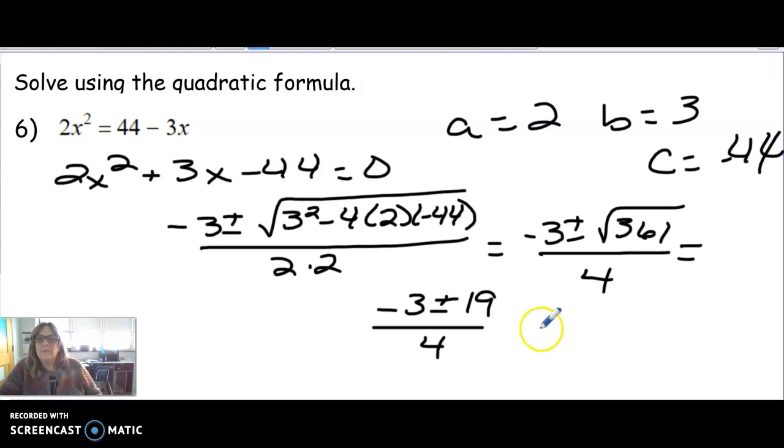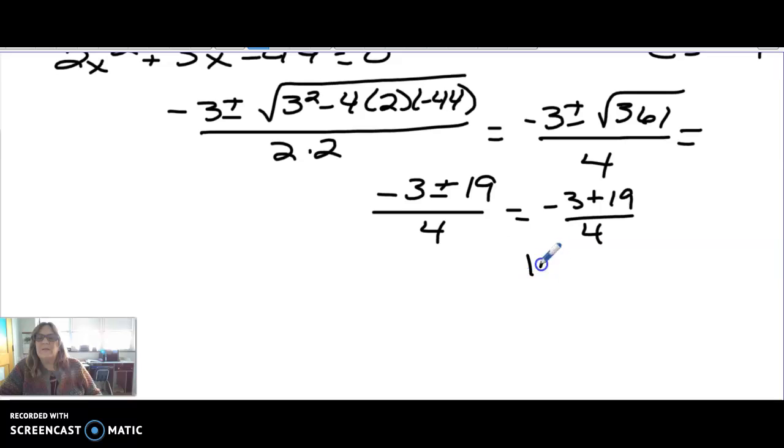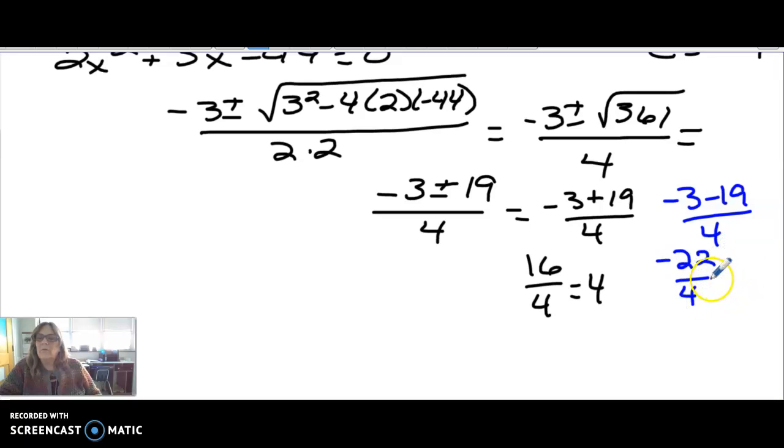If we simplify this, negative 3 plus 19 over 4. This will give me 16 over 4, which will give me 4. If we do negative 3 minus 19 over 4, then that gives me a negative 22 over 4, and we can reduce that to a negative 11 over 2. So those are our two answers there.